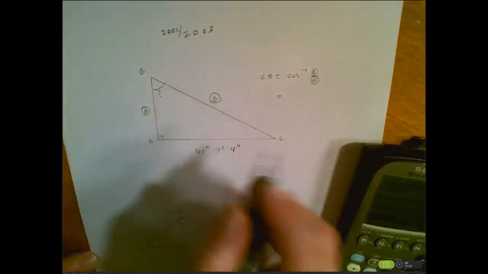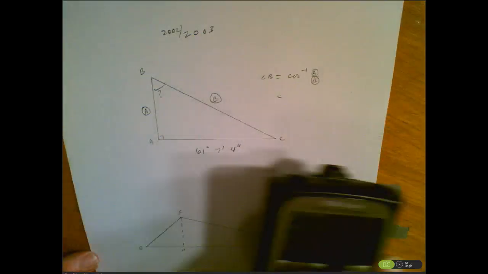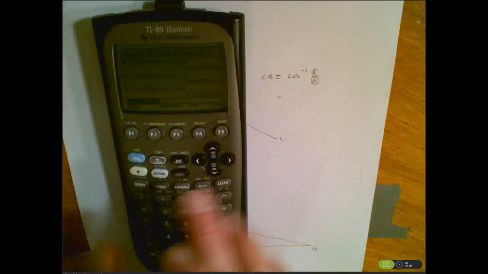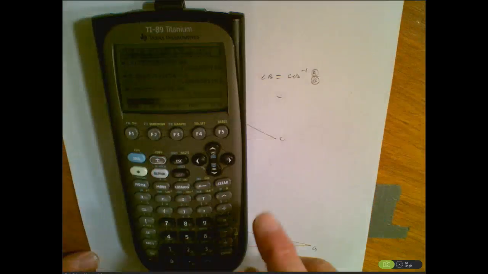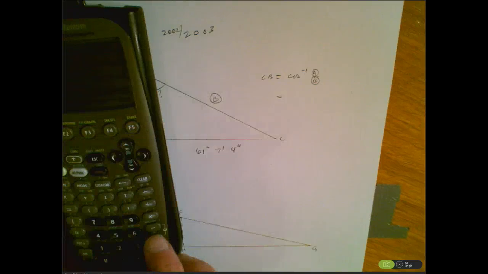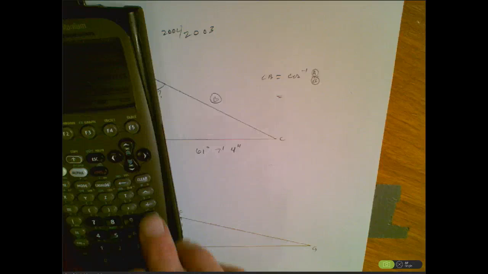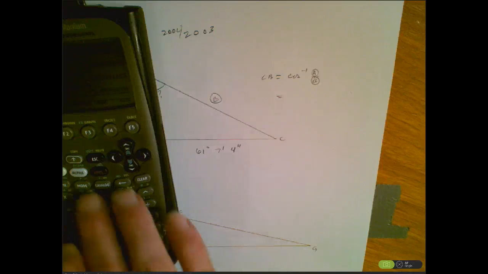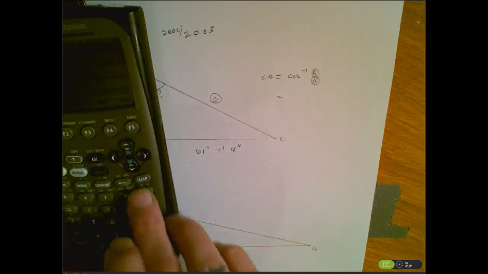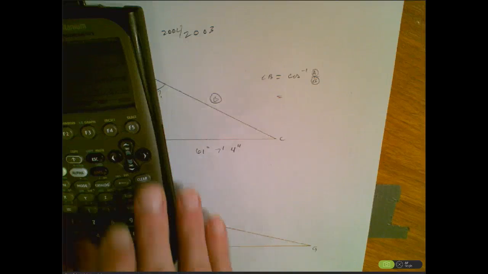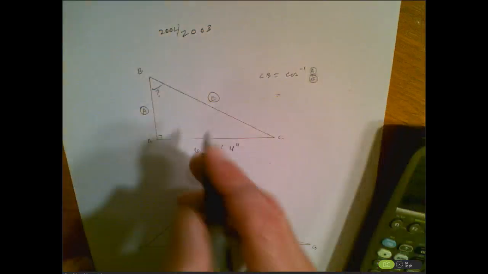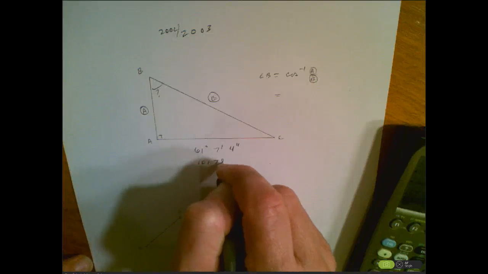Now we want to do AC. Okay, we're going to use the Pythagorean theorem. So we're going to go square root, and that's going to be b squared minus a squared. Alpha b squared minus alpha a squared, and we've got 101.79. Okay, we mark that down.